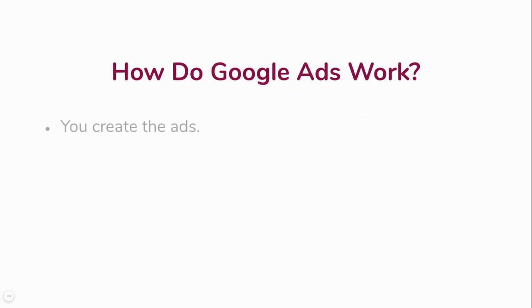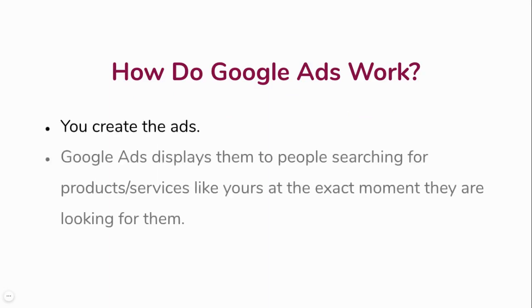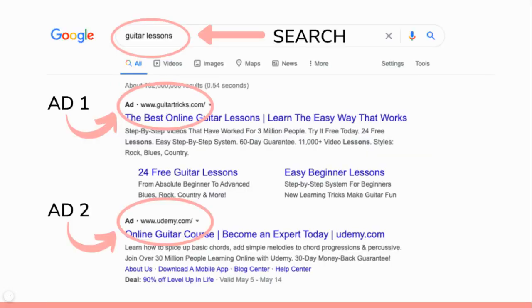Now, how does it work? You create the ads and I will show you how. And then Google Ads displays them to people searching for products or services like yours in the exact moment they are looking for them. This is a major secret weapon of Google Ads, the exact moment they are looking for them. Let me explain.